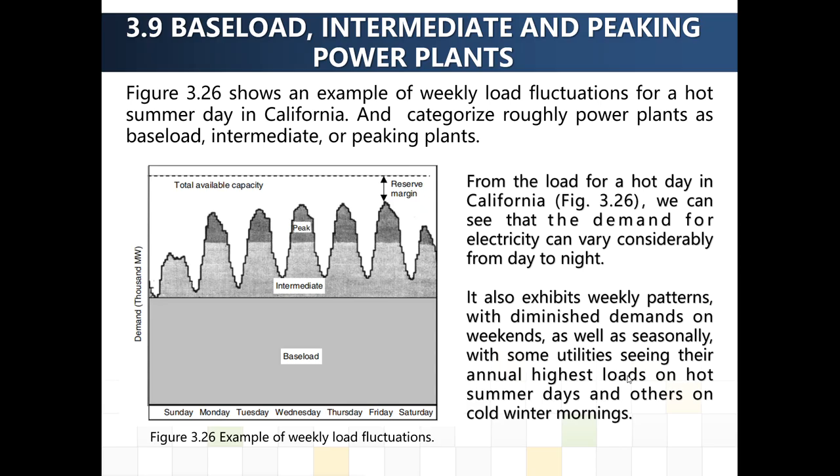Now let's study section 3.9, base load, intermediate, and peaking power plants. Figure 3.26 shows an example of weekly load fluctuations for a hot summer day in California. We can categorize the power plants as base load power plants, intermediate power plants, and peaking power plants.